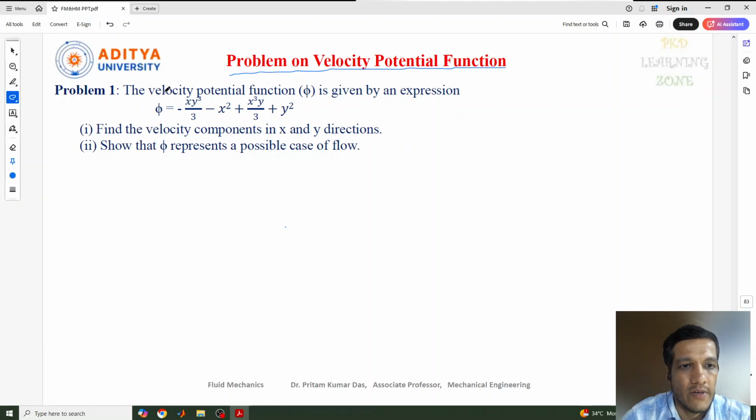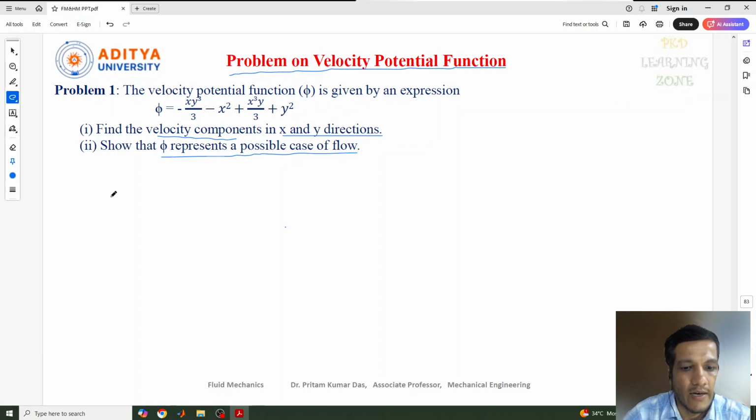The question is given: the velocity potential function phi is given by the expression phi equal to minus xy cube by 3 minus x square plus x cube y by 3 plus y square. And here we need to find the velocity components in the x and y directions, so that phi represents a possible case of flow. Okay, so let's solve this problem. This is very simple. We need to know the equation and the derivative part.